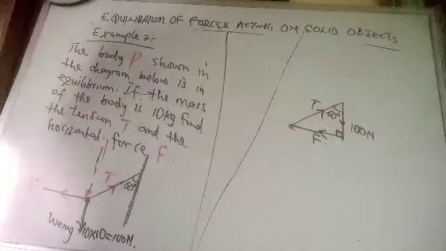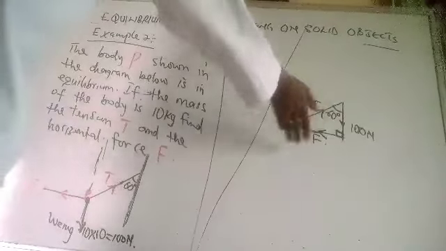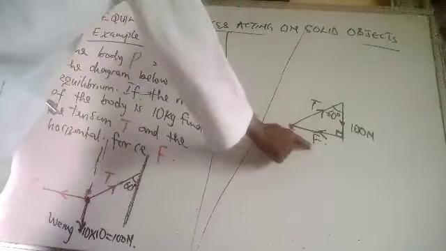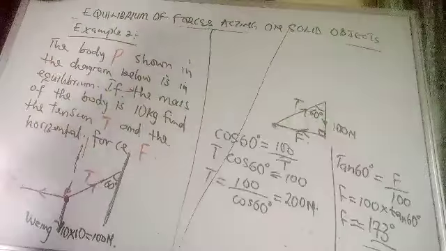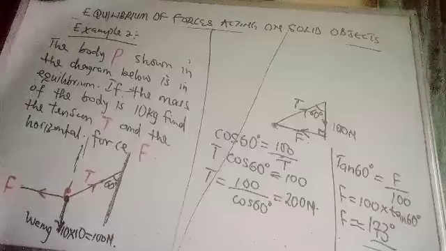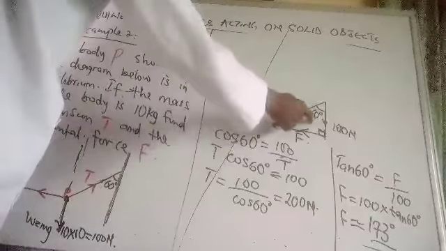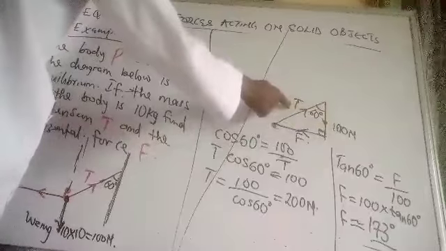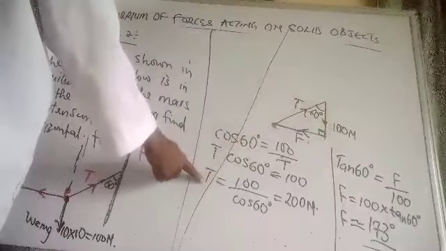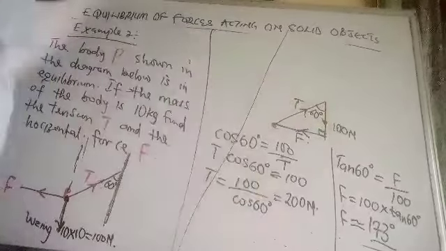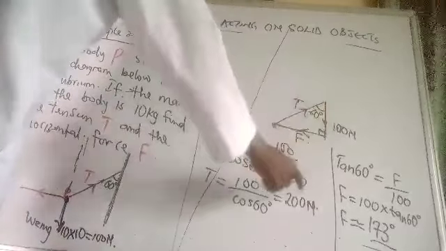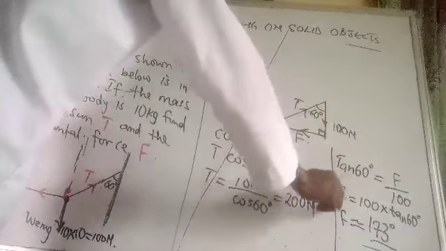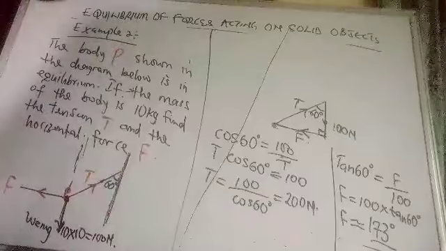But it's not necessary. So the next thing is, how do we solve this? You can use SOHCAHTOA here now, since it is a right angle triangle. Opposite, hypotenuse, adjacent. Applying SOHCAHTOA, cos 60 will be adjacent over hypotenuse. That's how I make T the subject and got 200 Newton. To find F, F is opposite to 60. That will be opposite over adjacent, which is tan. So making F the subject, F is approximately 173.